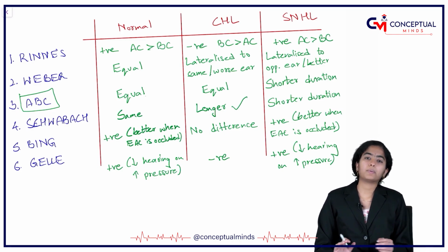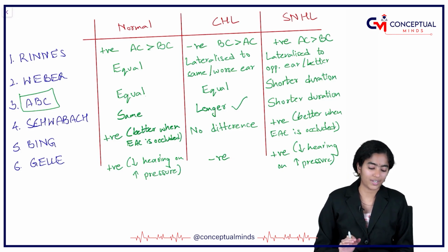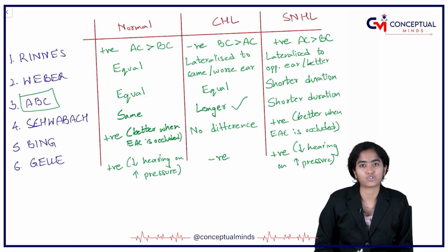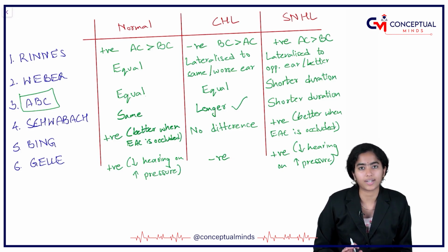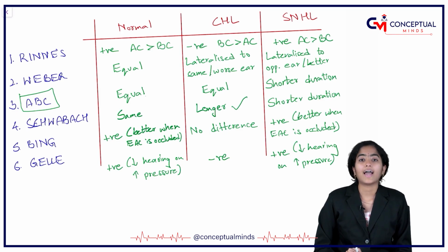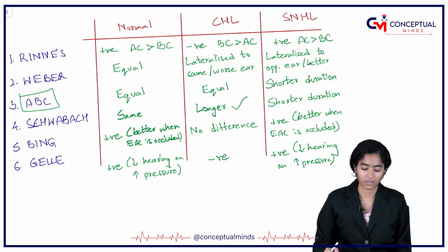So with this, we complete the tuning fork tests. I hope you have understood the various tuning fork tests and their interpretation. Mainly, we can differentiate between conductive and sensorineural hearing loss with this. And with Rinne's, we can also quantitatively estimate the hearing loss roughly by using different frequency tuning forks. Thank you very much.